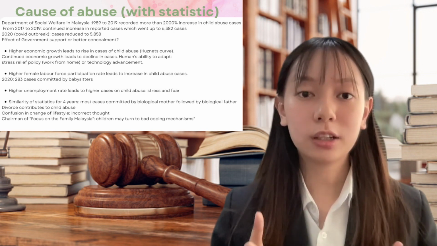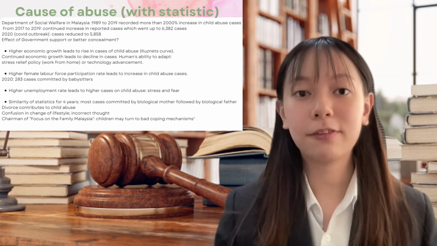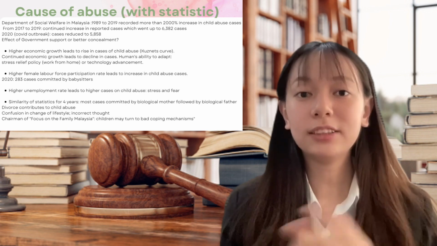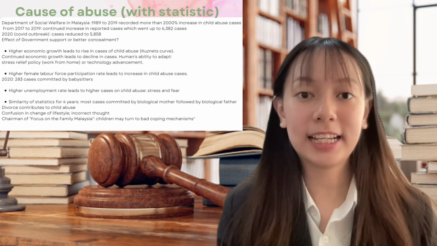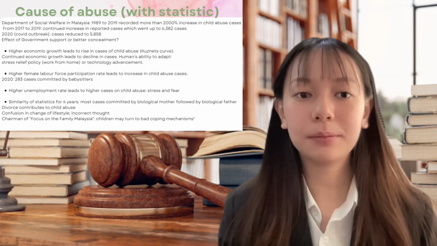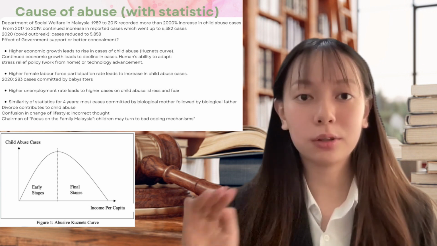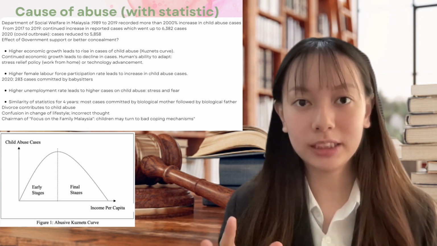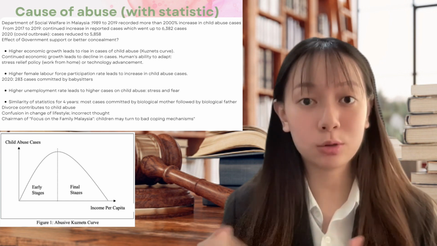However, knowing the cause of abuse helps tackle the issue to the ground. So what then are the factors of child abuse in Malaysia? Research said that a higher economic growth in a country could lead to a rise in the cases of child abuse. A concept called the Kuznets curve was adopted. It suggests that when economic growth, cases on child abuse will increase, but this is not permanent, as the cases will decline if the economy continues to grow.